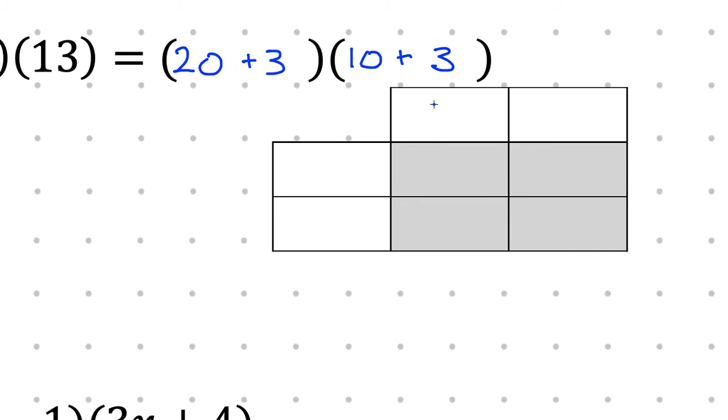I'm just going to randomly say, I'm going to do 20 plus 3 on the top. So I'll do plus in between 3. I could have done 20 plus 3 on the left. It doesn't matter where it goes. I'm going to do 10 plus 3 on the left, so 10 plus 3.